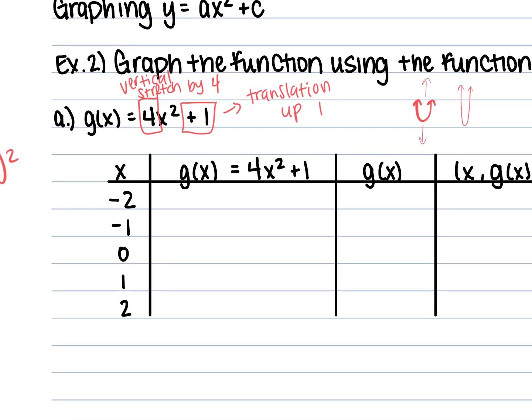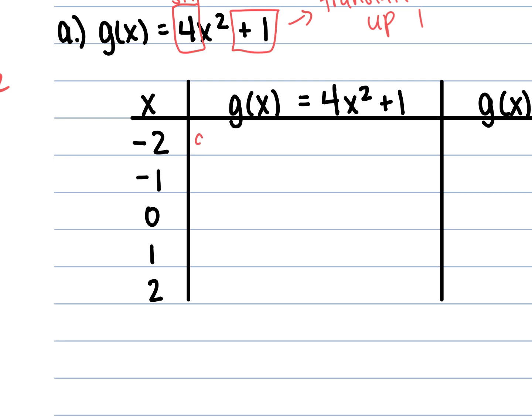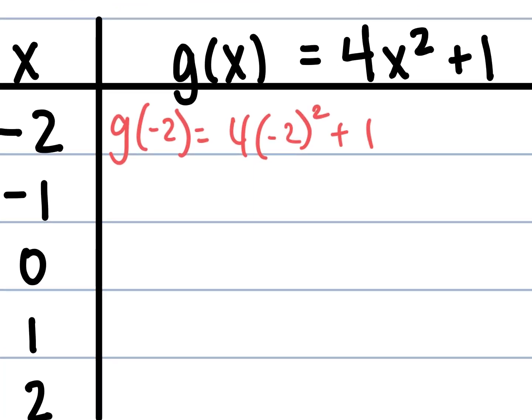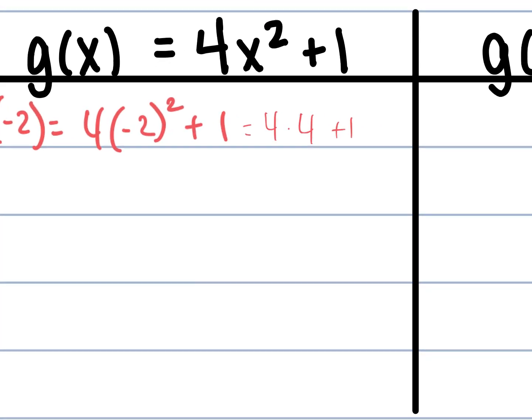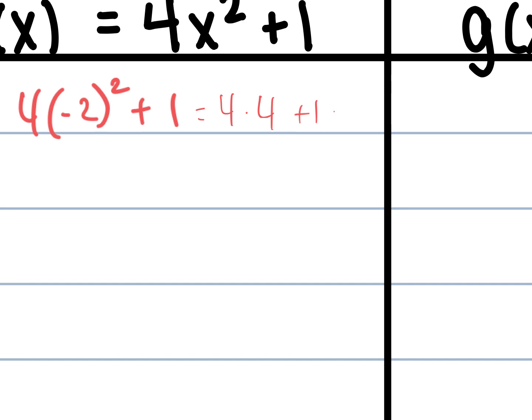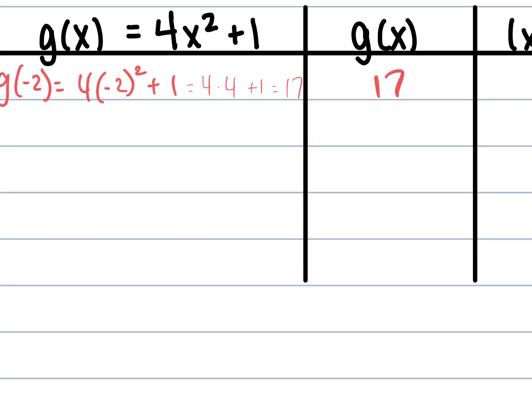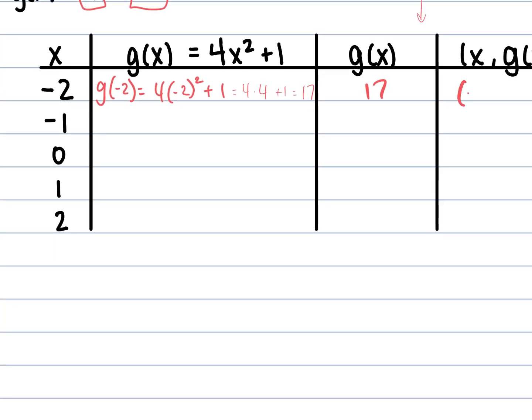All right, let's plug in negative 2. So we're going to get g of negative 2 equals 4 times negative 2 squared plus 1. What do I do first here? Square it. What's negative 2 squared? 4. So I have 4 times 4 plus 1. You guys with me? What's 4 times 4? 16. What's 16 plus 1? 17. So my first point is negative 2, comma, 17.